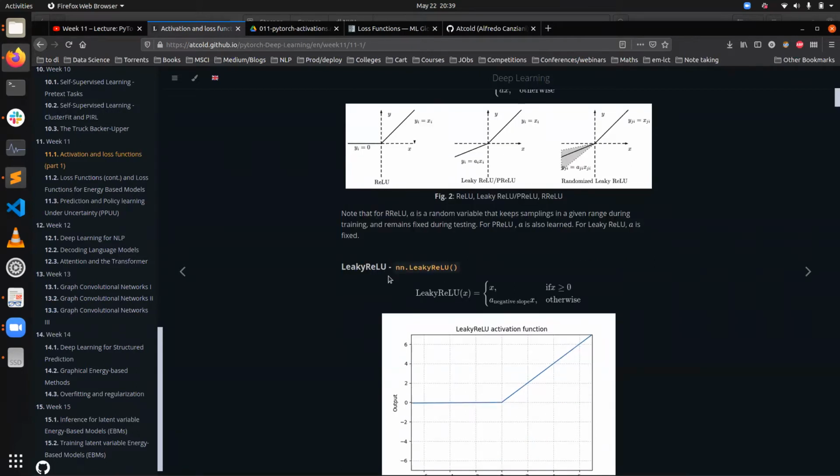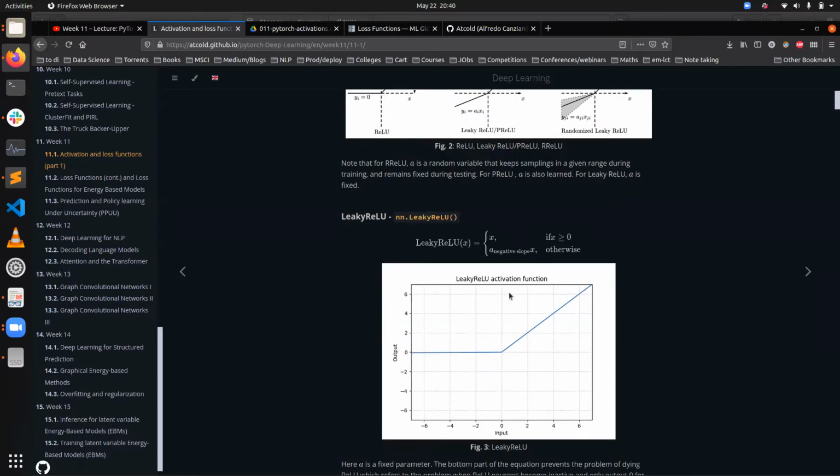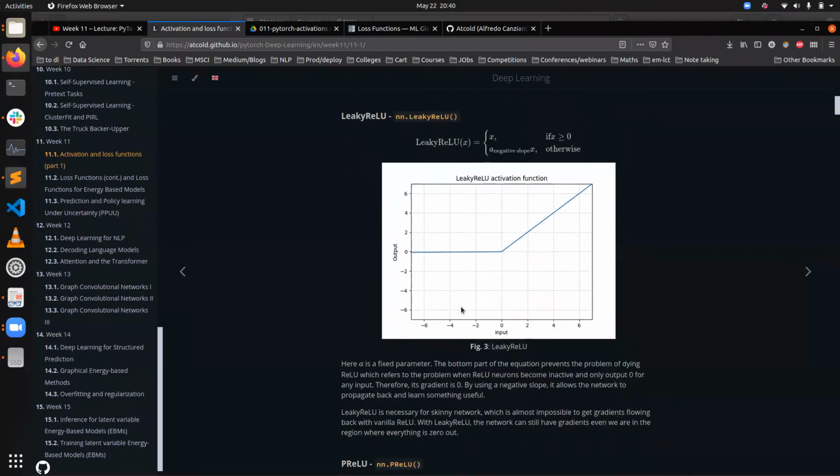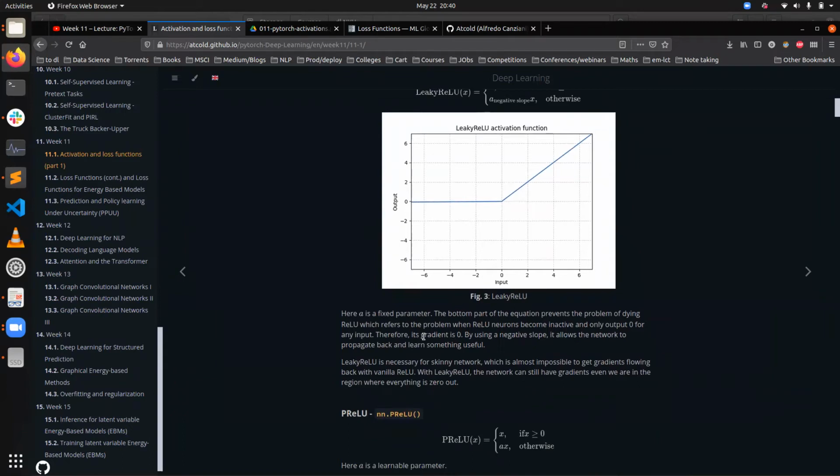Next we come to leaky ReLU, which has a fixed negative slope, usually very small, I think. You can see it's just slightly below zero. If we can zoom in, it's just slightly below zero. A is a fixed parameter. It prevents the problem of dying ReLU, which is when the ReLU neurons become inactive and only output 0 for any input.